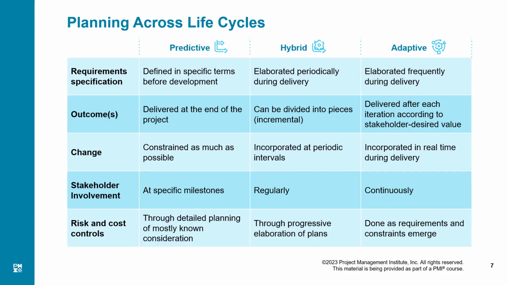Risk and cost control, again, because we are having detailed planning in predictive, this is mostly a known consideration because we have to plan for the risk and cost in planning. Whereas in Agile, it is done as requirements and constraints emerge. Whenever there is a problem, we will solve it there and then.